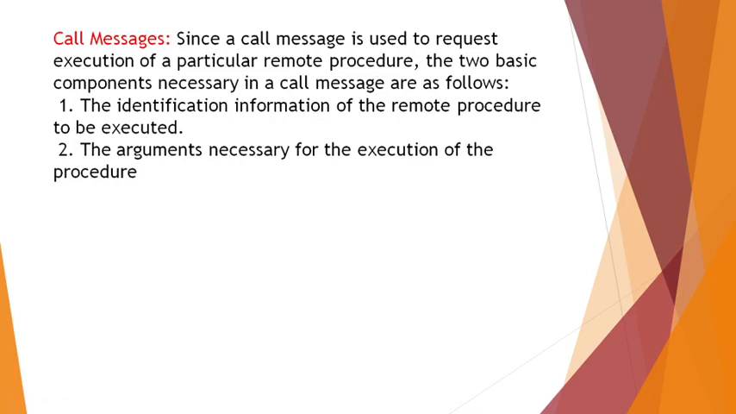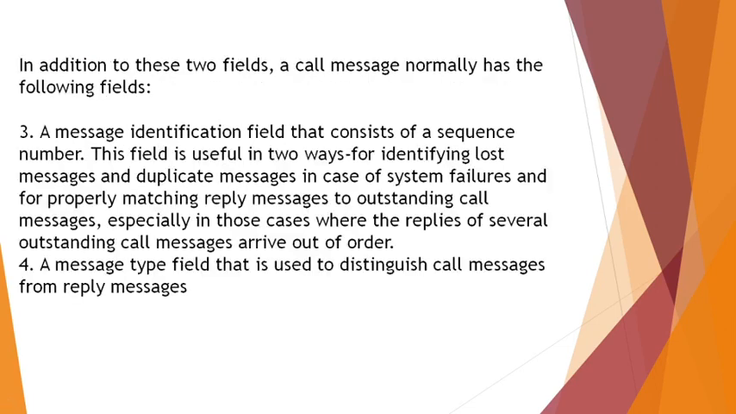First of all, a call message is nothing but a request from the client to the server for execution of a remote procedure. What are the two components of a call message? The first one is identification information of the remote procedure to be executed, which tells which remote procedure is to be executed. The necessary arguments for execution of the remote procedure are the second component.